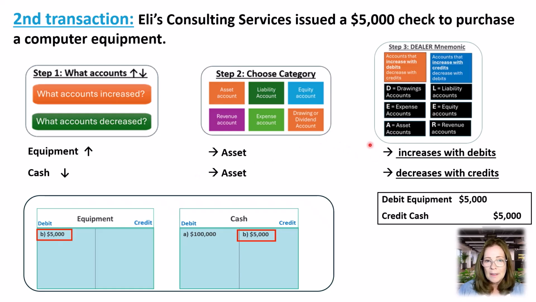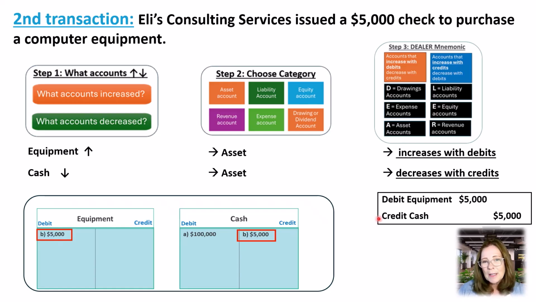So now in step 3, we use the DEALER mnemonic. The graph tells us that assets increase with debits and decrease with credits. The business's equipment increased, so that means we need to debit equipment. But what about the second part of our transaction? The second part is the decrease in cash. The DEALER mnemonic graph tells us that assets increase with debits and decrease with credits. The cash decreased, so we need to credit cash.